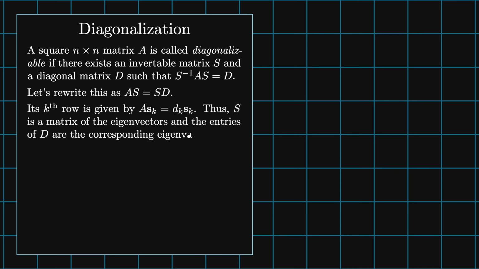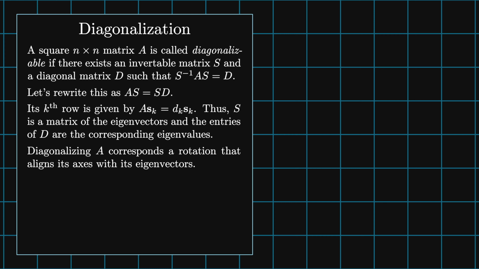Now let's look at the kth column of this equation. A acting on sk equals dk times sk. This is the eigenvector equation for A, where sk is the kth eigenvector and dk is the corresponding eigenvalue. Geometrically, the process of diagonalization acts as a transformation that rotates and stretches the x and y axes to align them with the eigenvectors of A.